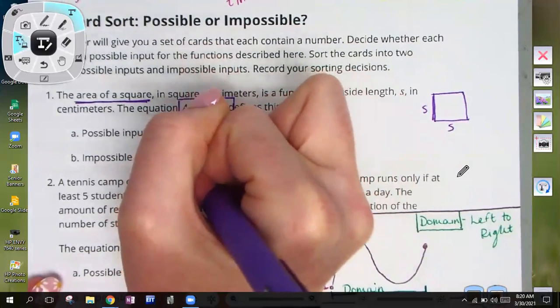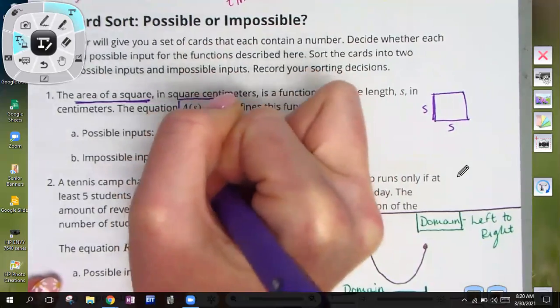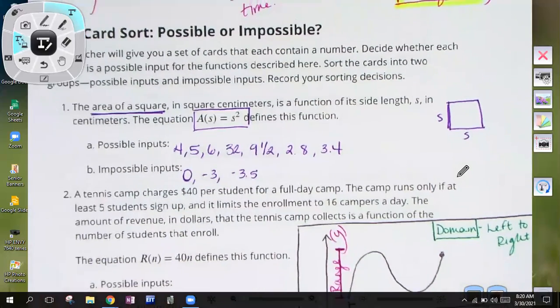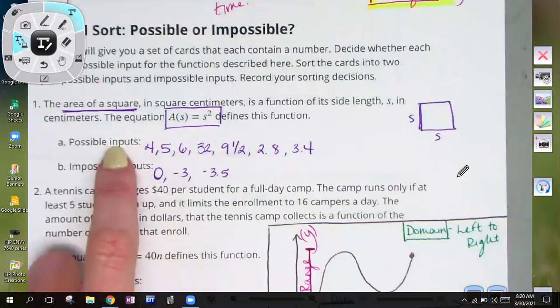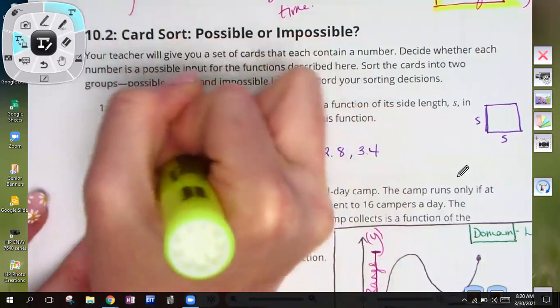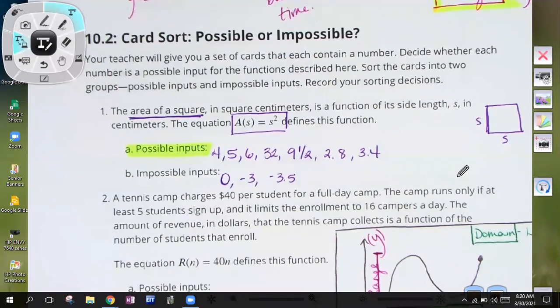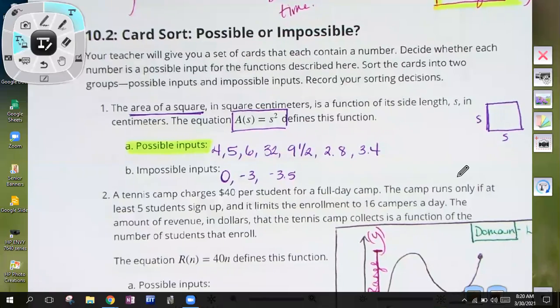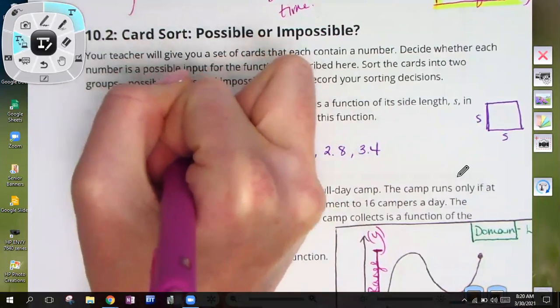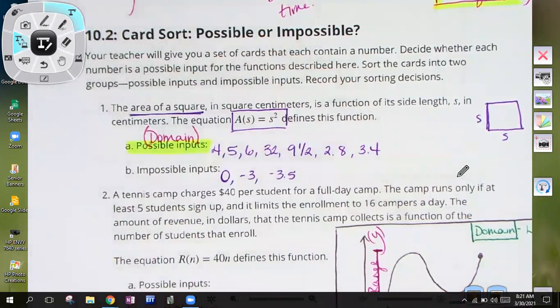Give me a number. -3. What about -3.5? No, still not. So when we're talking about all the possible inputs, when we're talking about inputs, those are our x values. So what did we just create? Our domain. When we're talking about all of the possible inputs for a function, you're creating the domain.